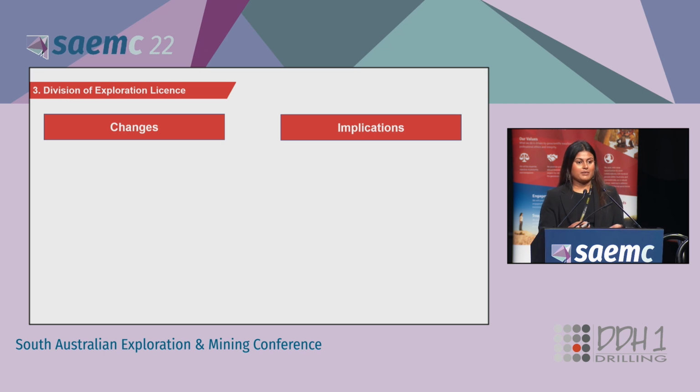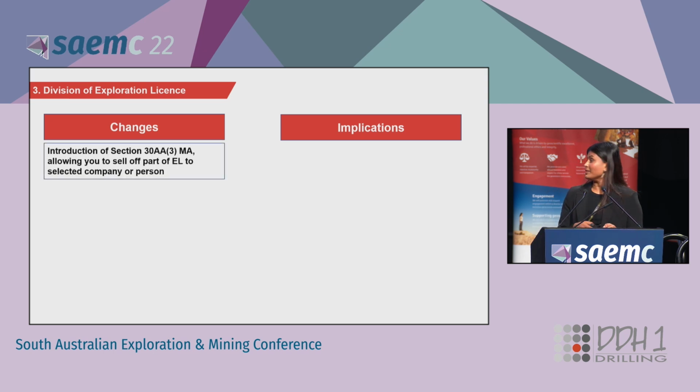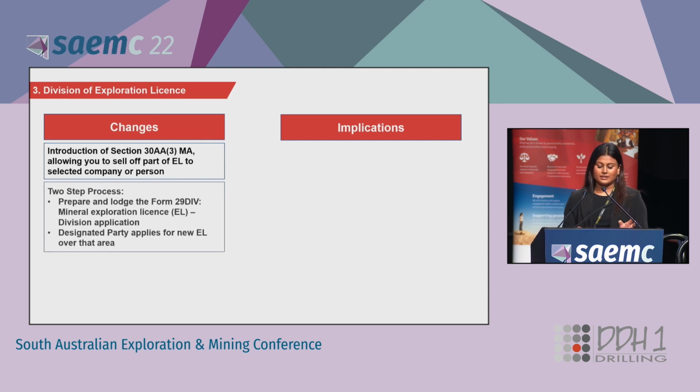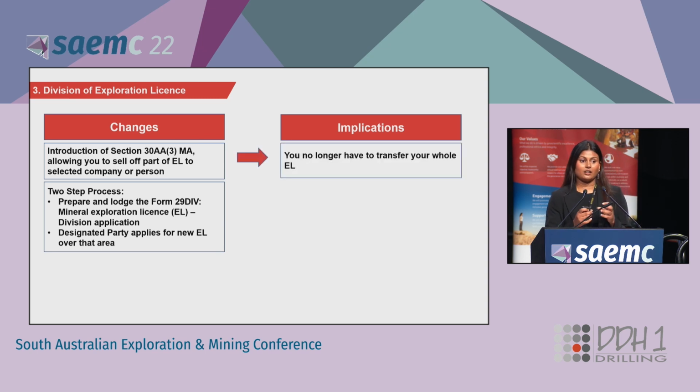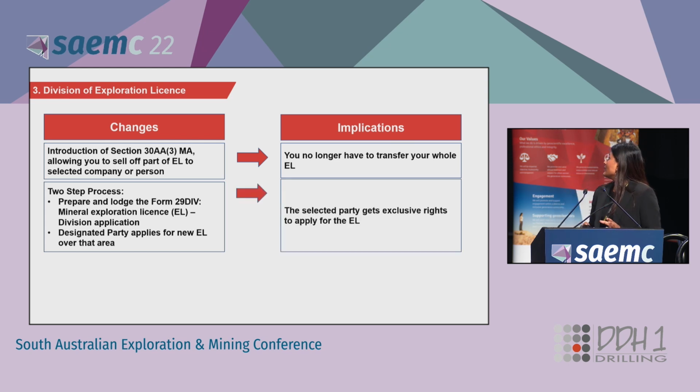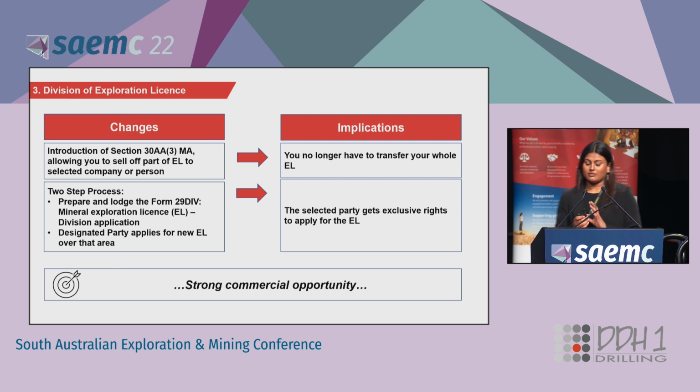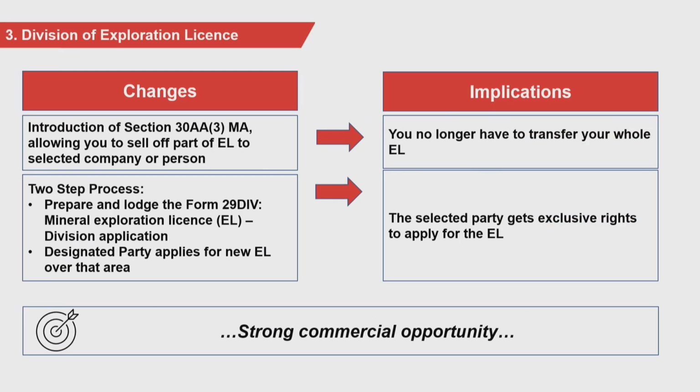Another inclusion in the Mining Act which is new is Section 30AA3. Now, this section allows for an existing exploration license holder to come to an agreement with a third party to sell off part of their tenement. Once you apply for this to the department, they approve it, and then the third party gets exclusive rights to apply for a new ELA over that area. So the top tip around this is that it's a great commercial opportunity to split your exploration license where you're not going to explore anymore in that specific area.